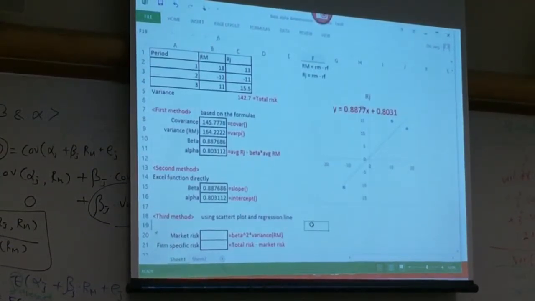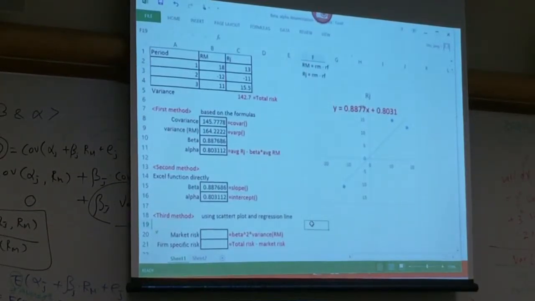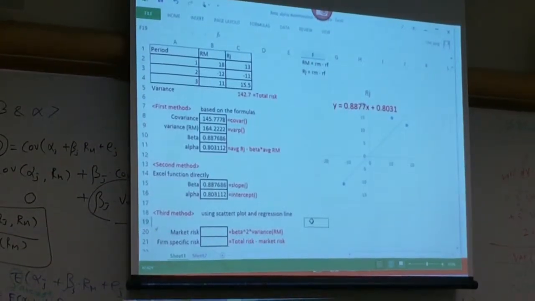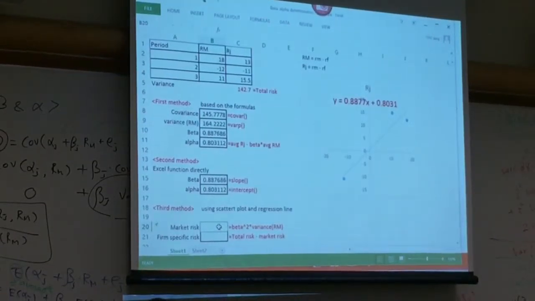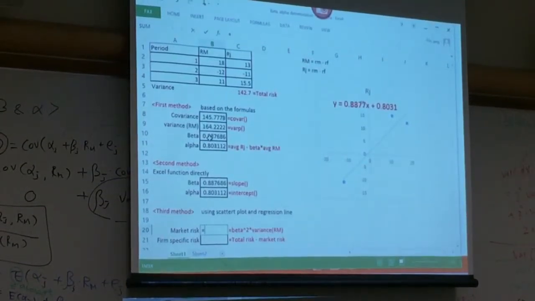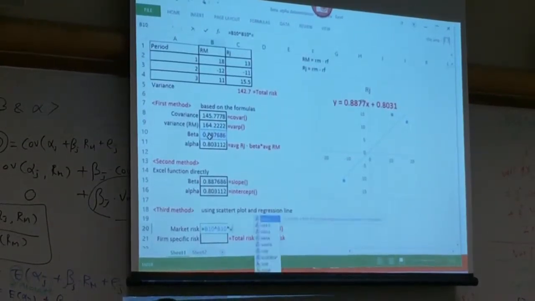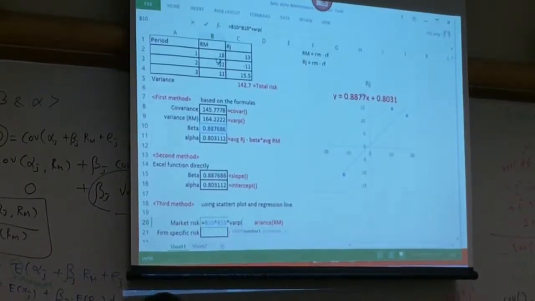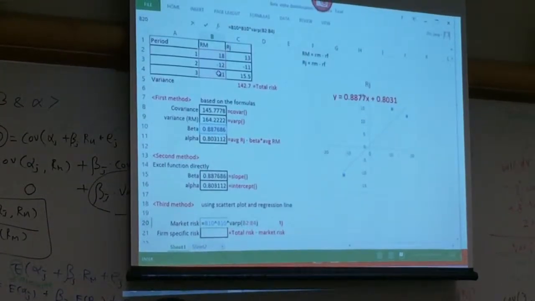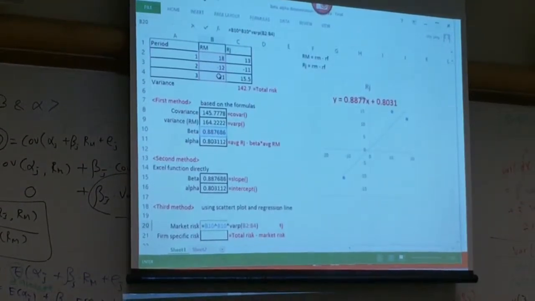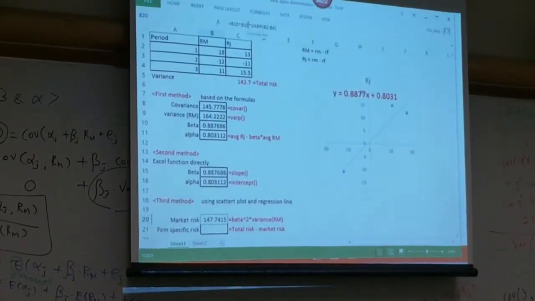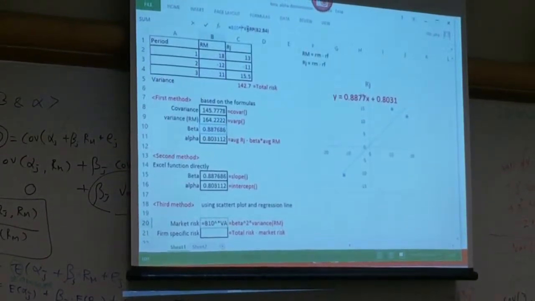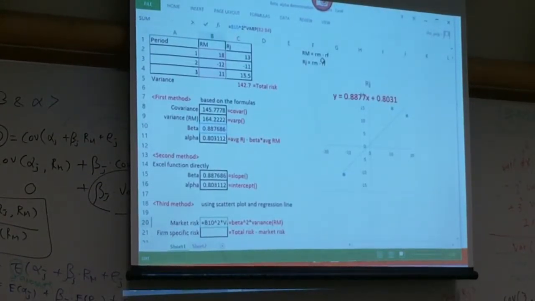Now about decomposition of total risk into firm market risk and firm specific risk. Okay. So market risk is equal to beta square times variance of excess market return. I erased that. So beta square and excess return on the market, beta square.